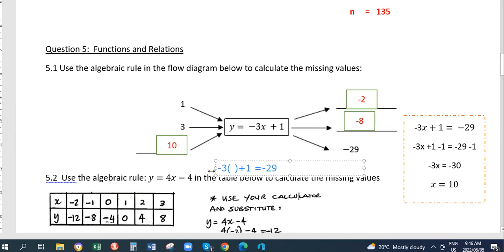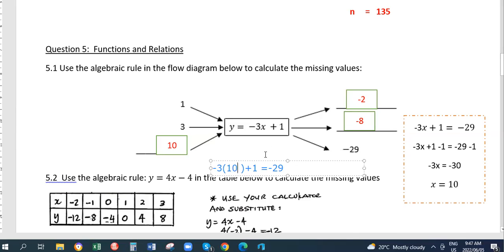We know the answer is -29. So how do we get to know the input? -3 times what plus 1 will give you -29. And the answer is 10. So -3 times 10 is -30. That's -30 plus 1 is -29.